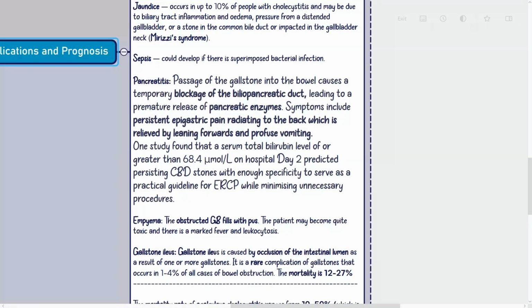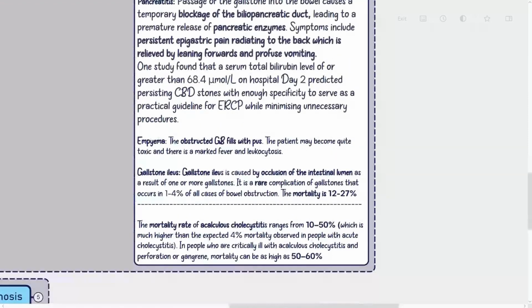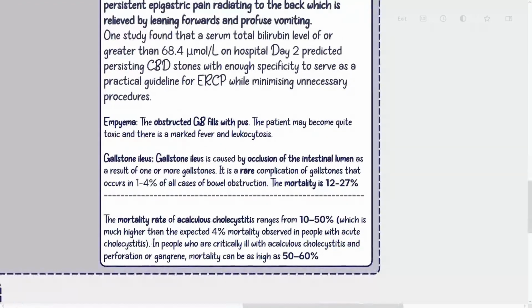Pancreatitis: passage of the gallstone into the bowel causes a temporary blockage of the bilipancreatic duct, leading to a premature release of pancreatic enzymes. Symptoms include persistent epigastric pain radiating to the back, which is relieved by leaning forwards, and profuse vomiting. One study found that a serum total bilirubin level of 68.4 μmol/L or greater on hospital day 2 predicted persisting CBD stones with enough specificity to serve as a practical guideline for ERCP, while minimizing unnecessary procedures.